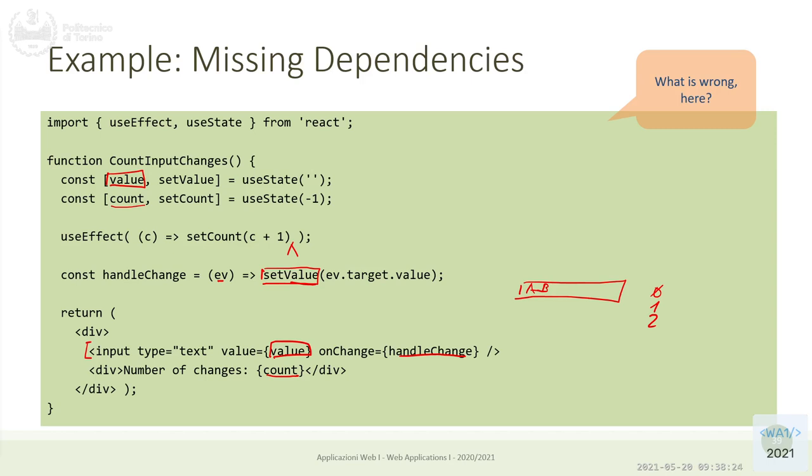Can you spot the error? The idea is whenever the user changes something, we increase the counter once and we display it. Anybody wants to try?